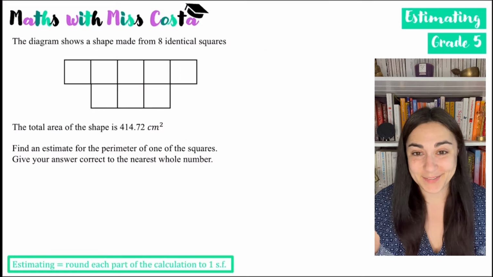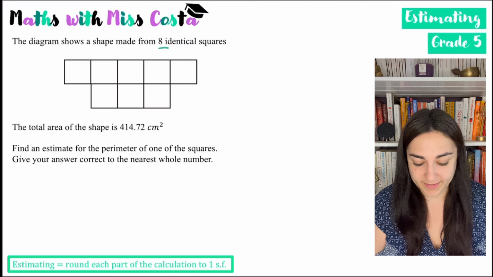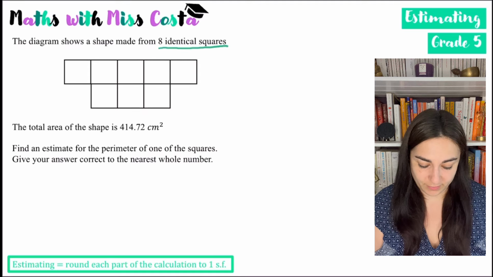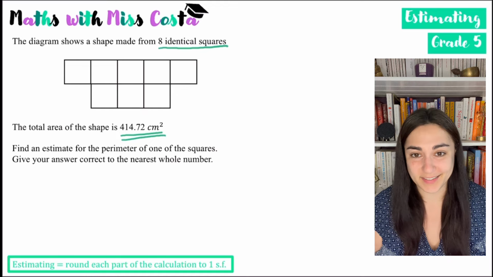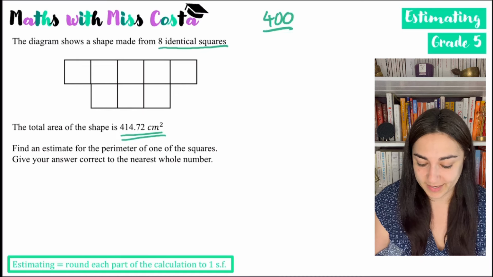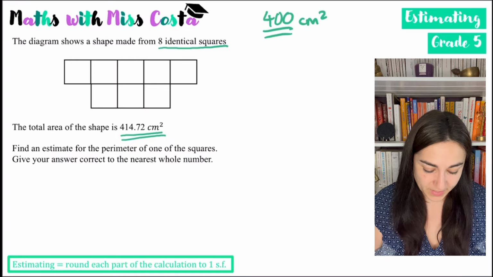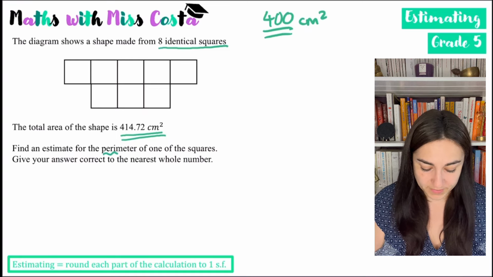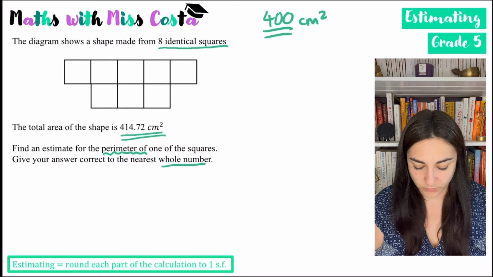Okay, so another estimating question. The diagram shows a shape made from 8 identical squares. The total area of the shape is 414.72 centimetres squared. So it's an estimating question. So I am going to say that the total area is 400 centimetres squared, rounded to one significant figure. Find an estimate for the perimeter of one of the squares. Give your answer correct to the nearest whole number.